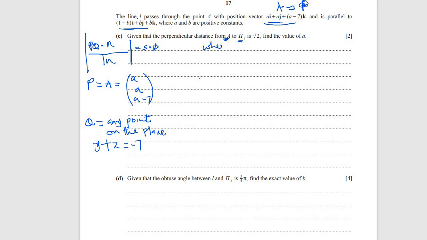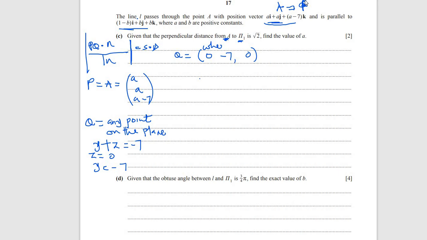So let's get our Q. To get our Q, just put any variable to be 0. Since in the previous question I put z to be 0, let me continue with that. If z is 0, y is minus 7. There is no x in this plane anyway. So in this case Q will be x is 0, y is minus 7, z is 0.